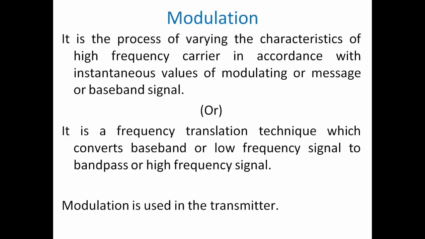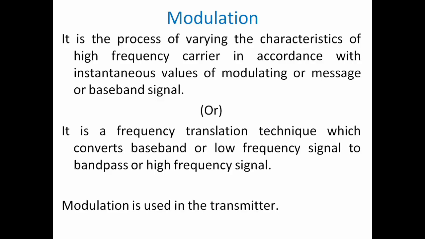Our message signal does not have that much strength. So by adding a carrier to the message signal, the signal will be strengthened. This process is known as modulation. Next one is demodulation. Demodulation is the process of separating the carrier from the actual message signal.